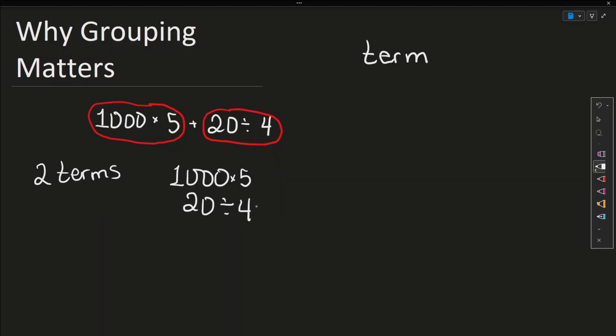Notice that each term may have its own operation inside of it. The first term has multiplication, the second term has division. But at the main level, the two terms are joined by addition. This is a helpful way to read expressions. Instead of seeing 1,000 times 5 plus 20 divided by 4 as one long string, we can see it as one chunk plus another chunk.